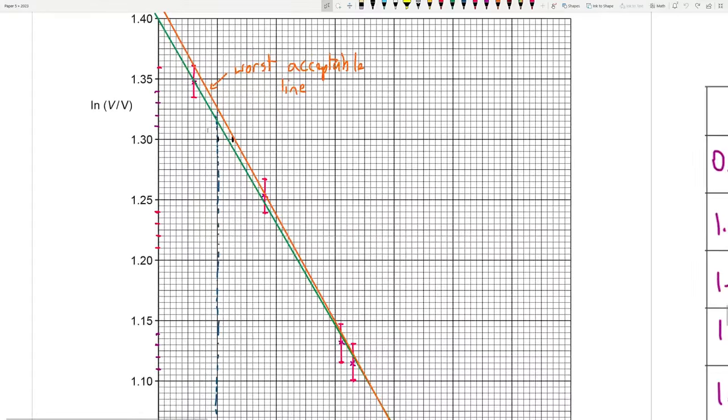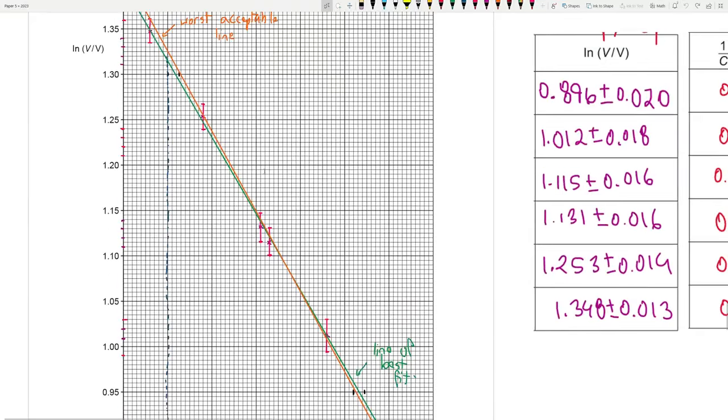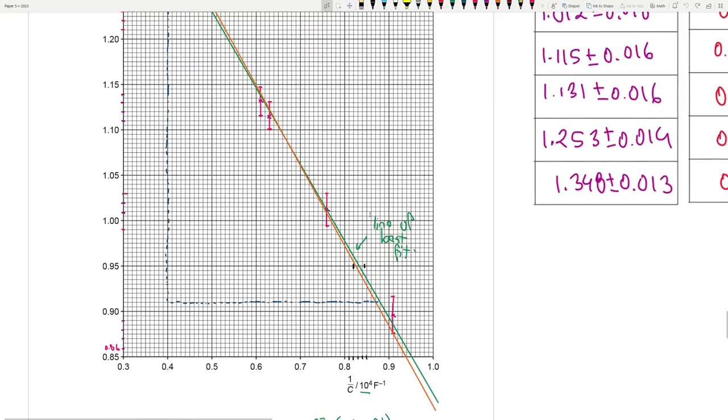Then I drew the dotted triangle. It is recommended that you only use crosses or dots to plot the points, by the way, and draw the error bars like I did. Okay, you could also draw error bars like this. I have seen this being accepted in some mark schemes. This is also fine, but I prefer my one.